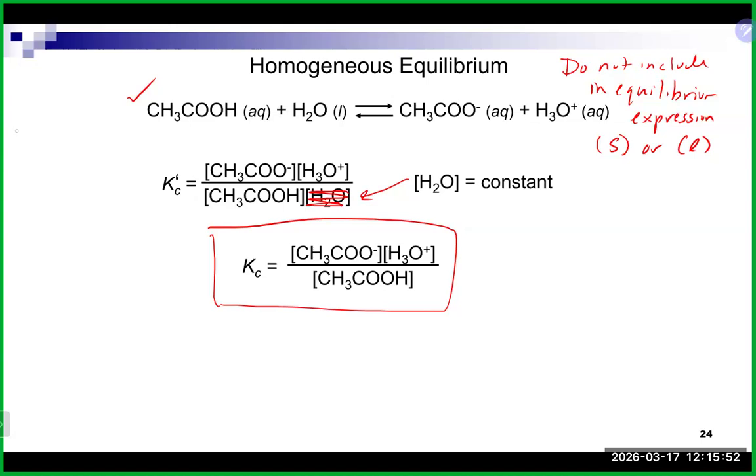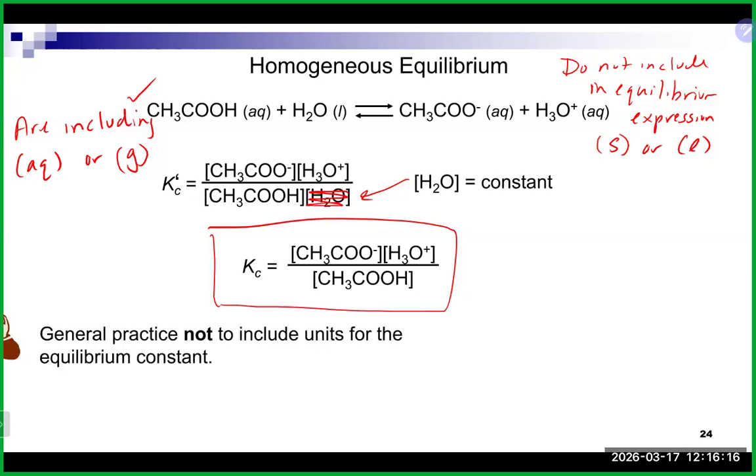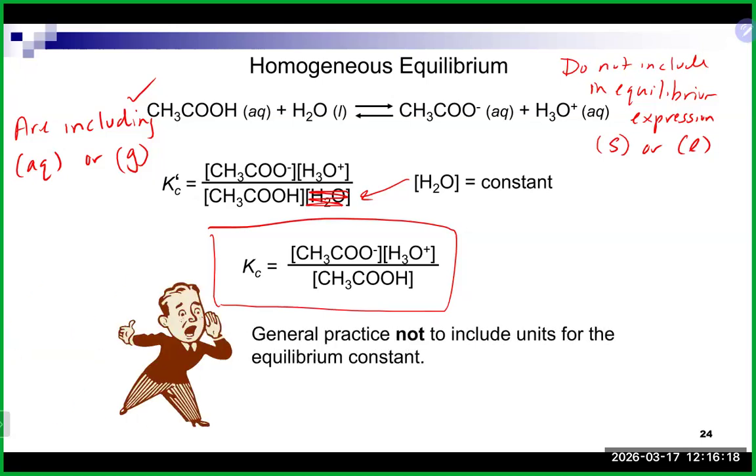That really does just leave you two things that are included. What is included are things that are in the aqueous state or the gas state. So those two things always go into the equilibrium expression. Things that are solid and liquid are basically left out because, again, they're not really participating. They don't really change all that much over the whole process.